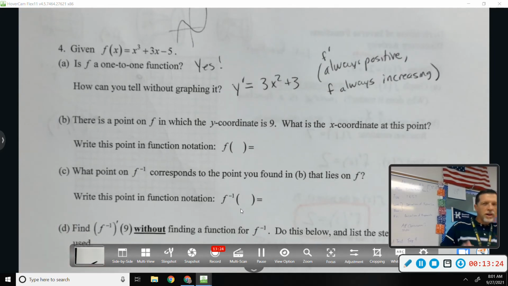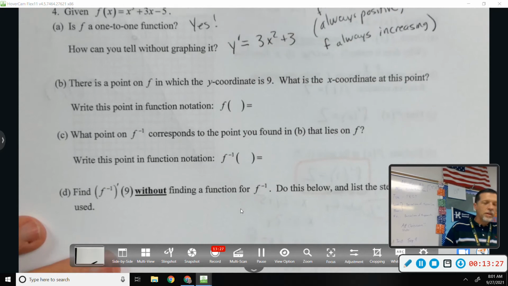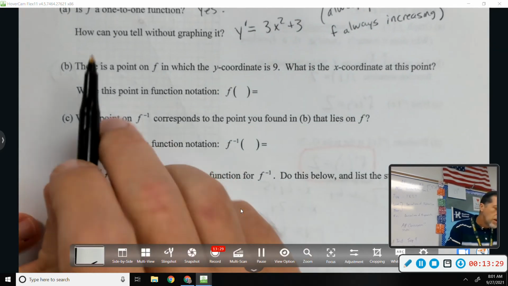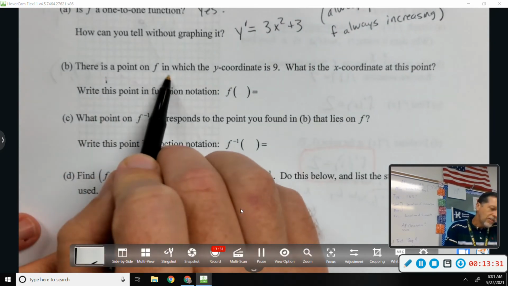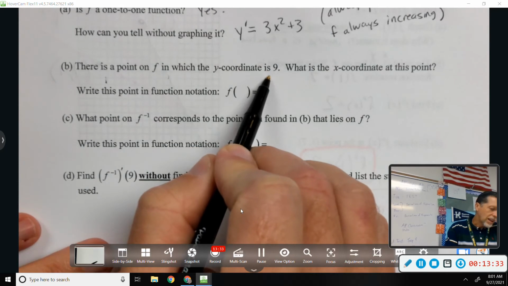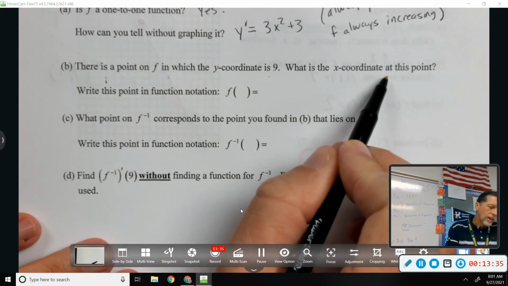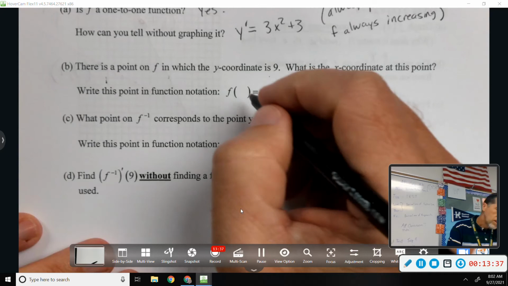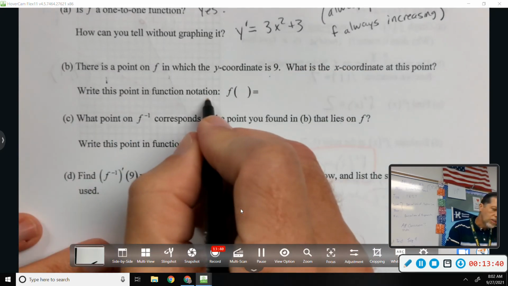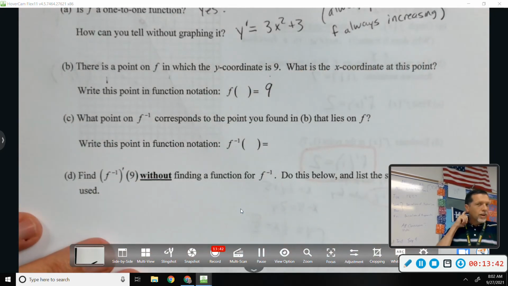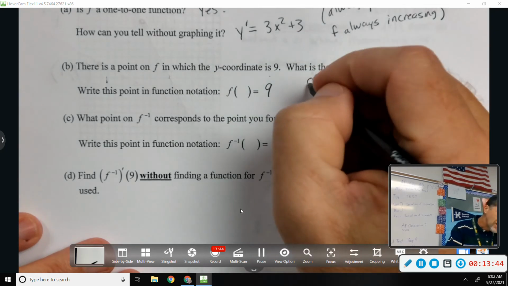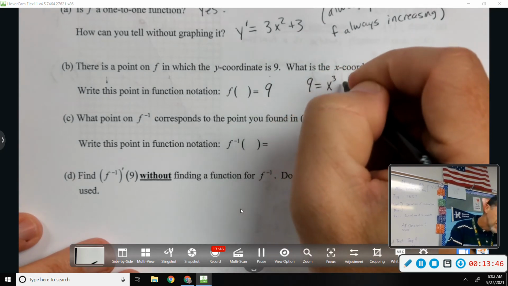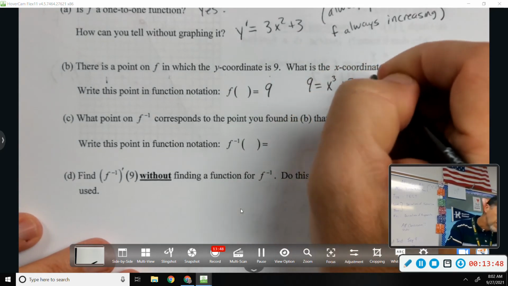That's a little bit beyond where we want to go for now, so if that doesn't make sense, then fine. Point B. There is a point on F in which the y-coordinate is 9. What is the x-coordinate at this point? Write this point in function notation. Well, if the y-coordinate is 9, I can go ahead and put the 9 out there. Then I need to figure out what x value made that happen.